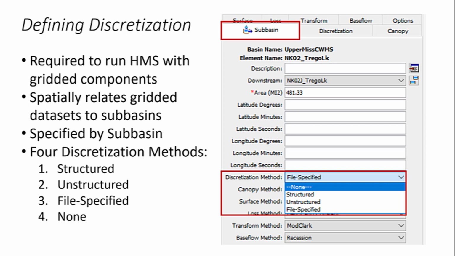Defining a discretization method is required to run HMS with spatially discrete components such as precipitation grid sets. This allows the HMS model to spatially relate gridded components to subbasin elements, enabling spatial variability within each subbasin versus applying a singular value throughout the entire subbasin. Discretization is defined by subbasin and has 4 methods to choose from.